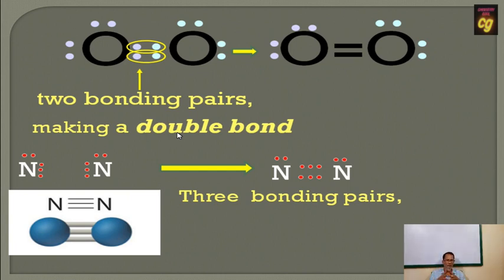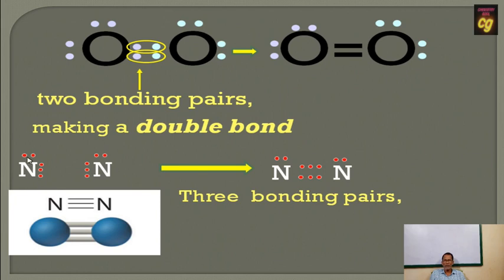How many shared pairs of electrons are available between the oxygen atoms? 2 shared pairs of electrons, that is 4 electrons remaining between the 2 oxygen atoms and forming 2 bonds. That is called 2 bonding pairs, that is called a double bond. So the oxygen molecule has one double bond, that is 2 bonds remaining between 2 oxygen atoms, called a double bond.